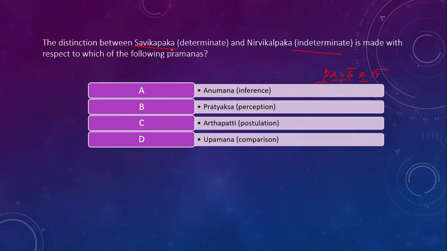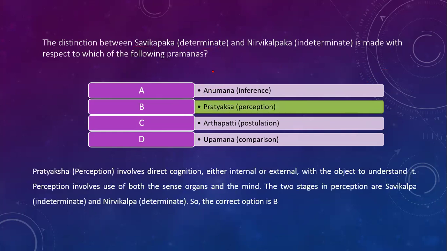Internal and external through sense organs. So it is pratyaksha, that is perception. It's the correct answer. Pratyaksha involves direct cognition, either internal or external, with the subject to understand it. Perception involves use of both sense organs and the mind. The two stages in perception are savikalpa and nirvikalpa. Here we include what we see, what we hear, what we taste, what we smell, and what we touch. Then the mind. So those are the two distinctions.